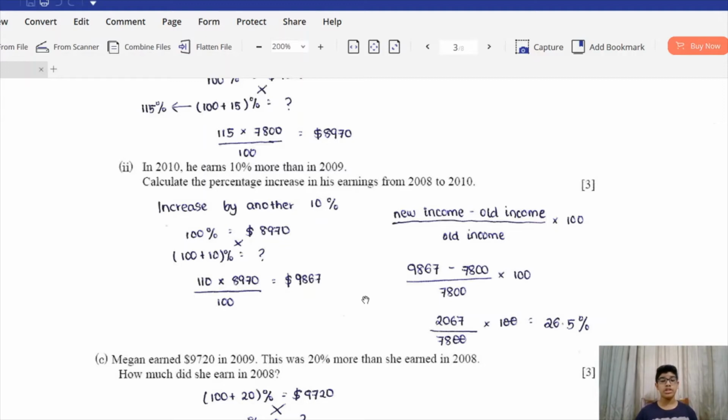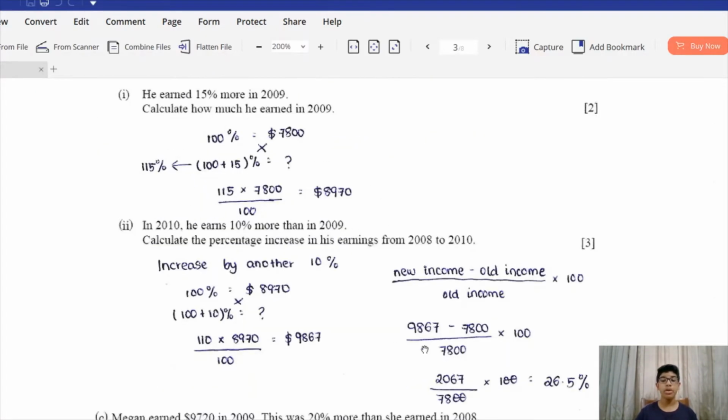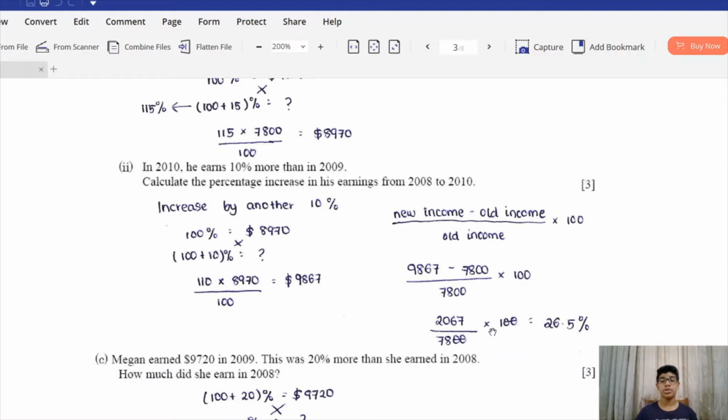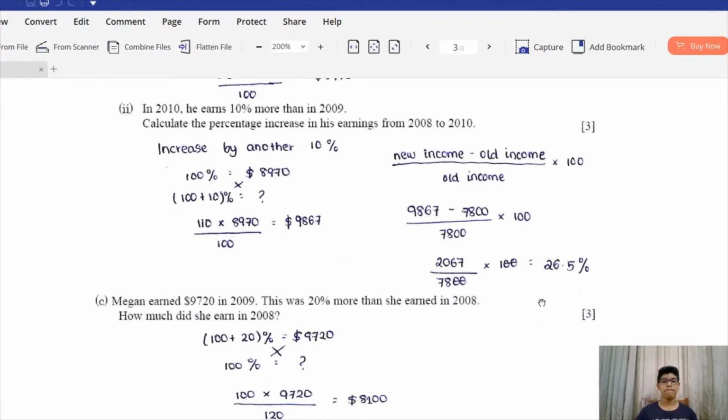But now what we want to do is find the percentage increase over the course of 2 years. So now we're just going to use the same old formula. New income minus old income over old income multiplied by 100. So the new income is 9,867, the old income is 7,800, which you take from here. 9,867 minus 7,800 over 7,800 times 100. So that's just 2,067 over 7,800 multiplied by 100, and the increase is 26.5%.